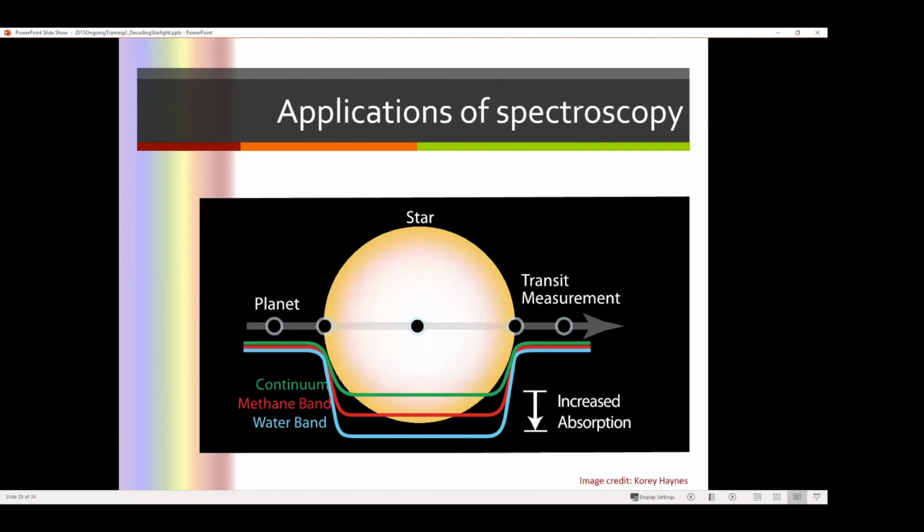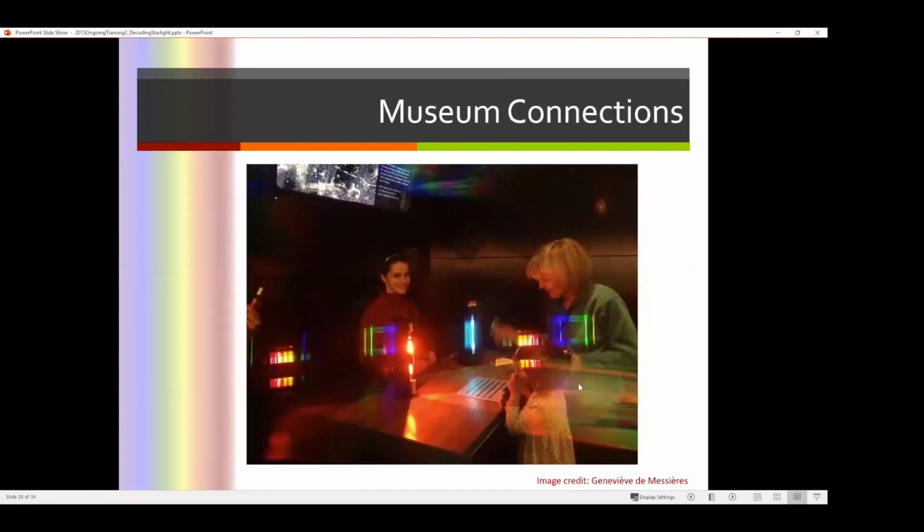All right, so applications real quick. When an exoplanet crosses in front of a star, you will see the shadow of it, but you may also see more absorption, say, in the methane part of the spectrum or in water. That can tell you what's in the exoplanet atmosphere.